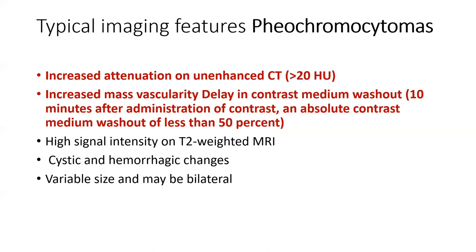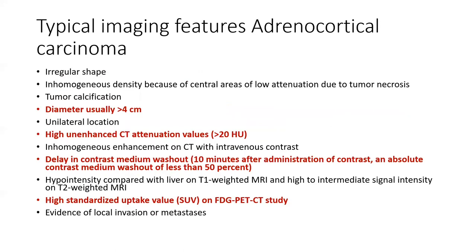There'll be increased mass vascularity, which we can encounter in FIO. On imaging characteristics, there will be delay in contrast washout, usually less than 50%, like how it happens for malignancy. There'll be high signal intensity on T2 weighted MRI. There'll be cystic and hemorrhagic changes possible, and there can be variability in the size, and they can also be bilateral.